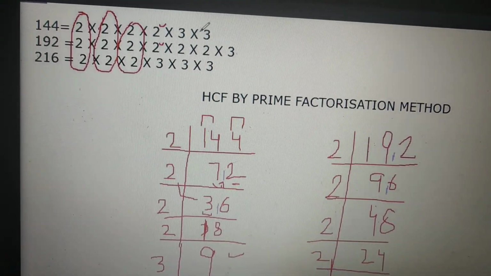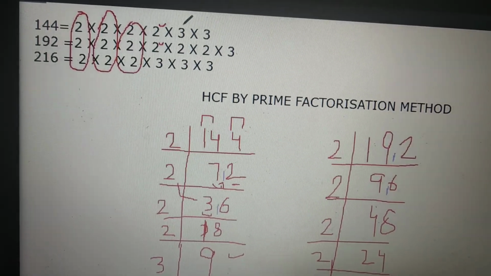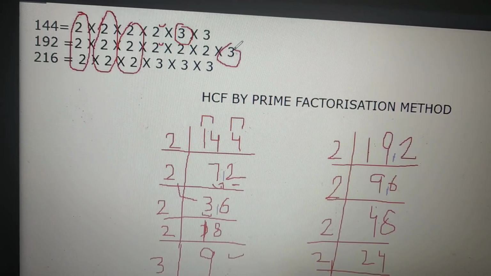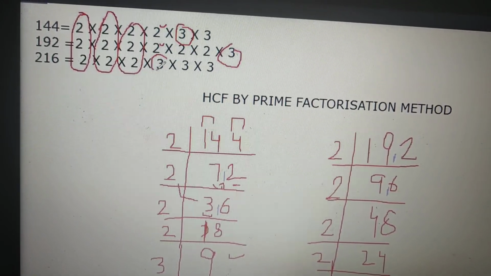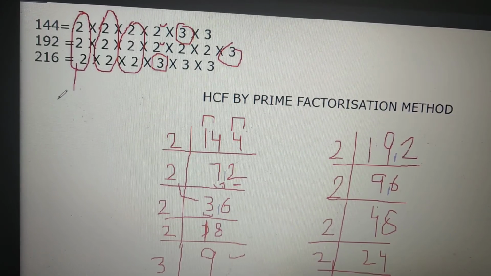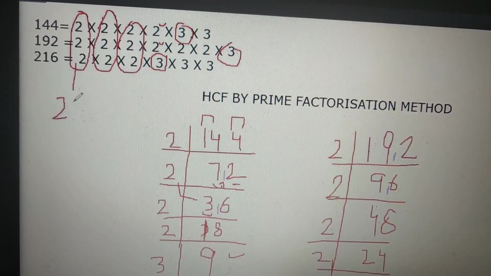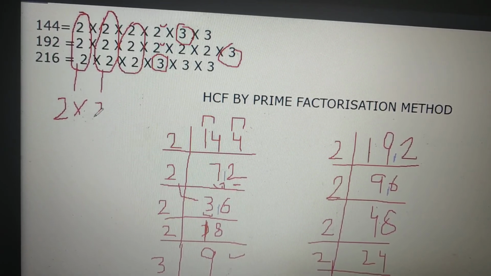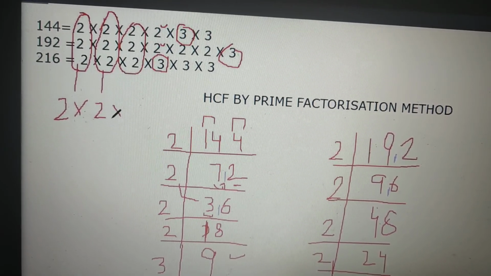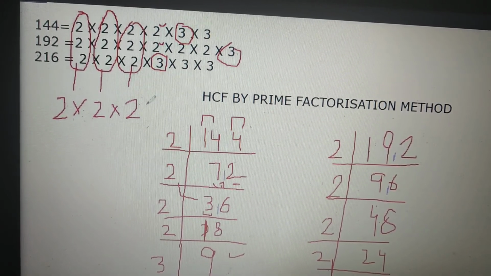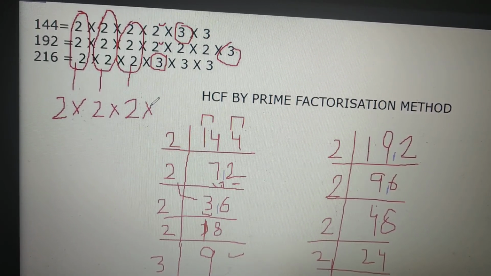Now the next factor which I am getting is 3. I am getting 3 here, here, and here. So 3 is common. Now from this pair of 2, I have written 2 here once. From the next pair of 2, I have written 2 here once. From the next pair, I am writing 2 here once. And I am also getting 3 as a pair, so I have written 3 here.